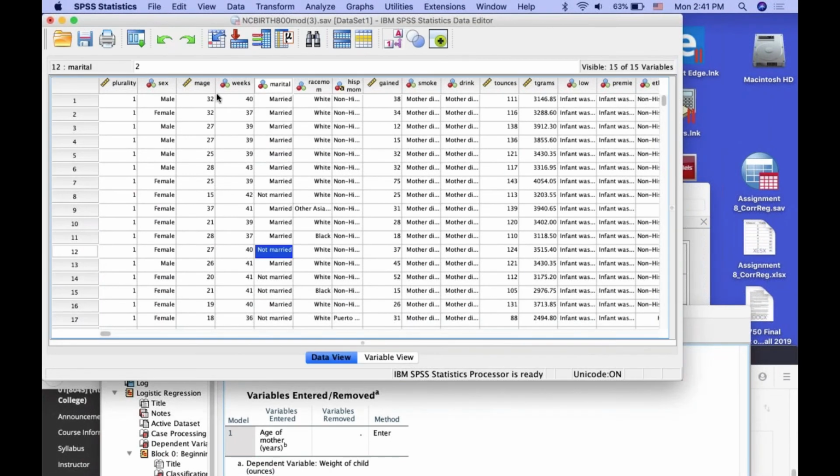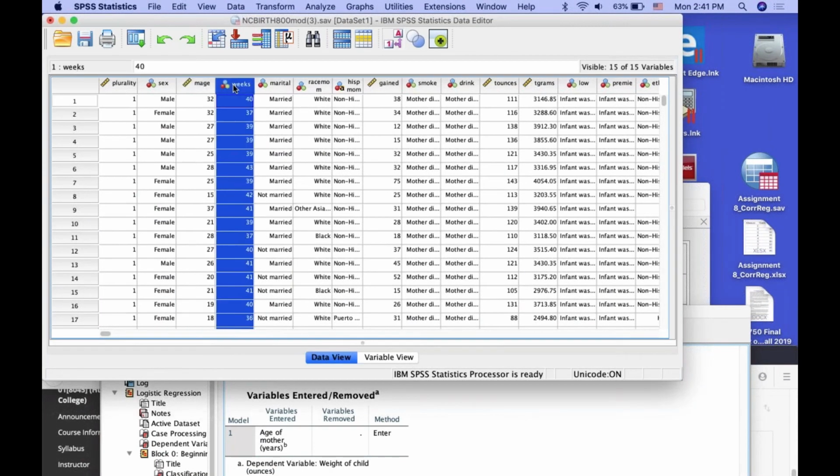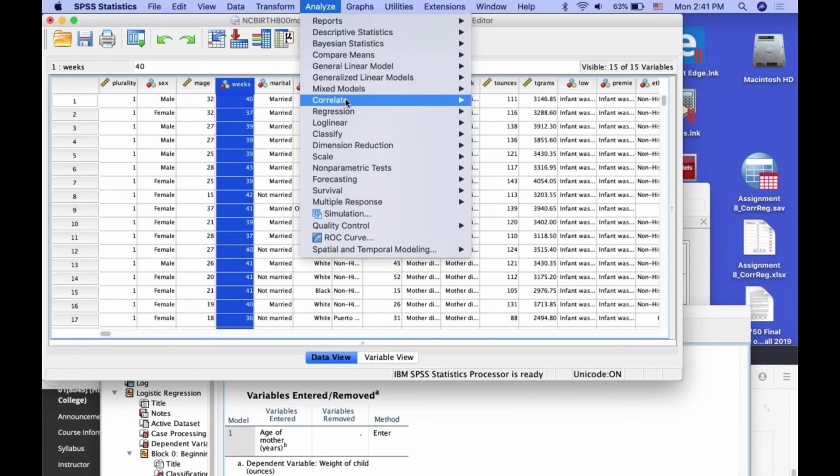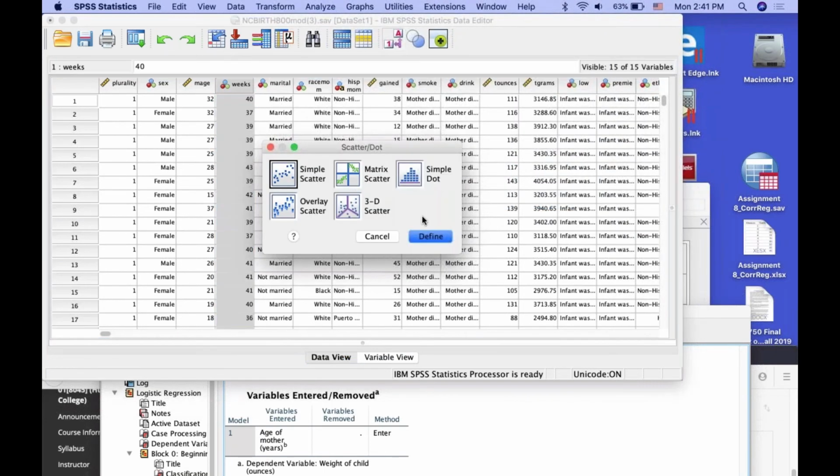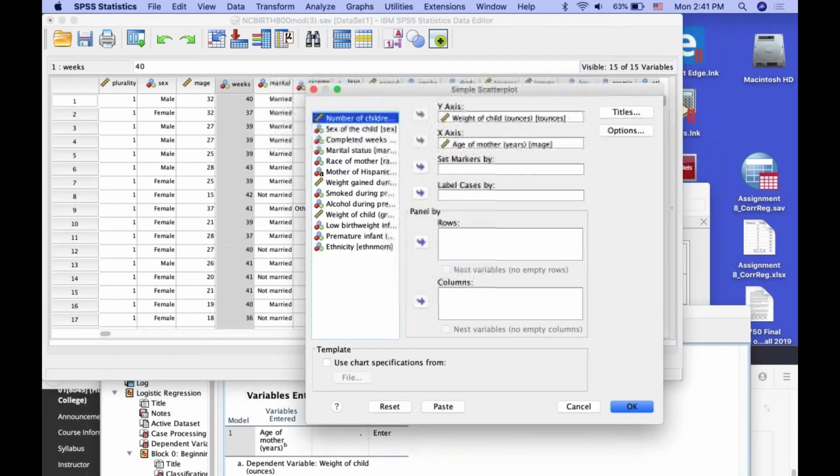Okay, so what are the numerical variables that we have here? We have weeks of gestation. Oh, wow, let's take a look at that. Okay, let's look at the association there. Let's see, analyze. Okay, and I'm going to go to graphs, legacy dialogues. I'm going to go to scatter dot. And I'm going to go to define.